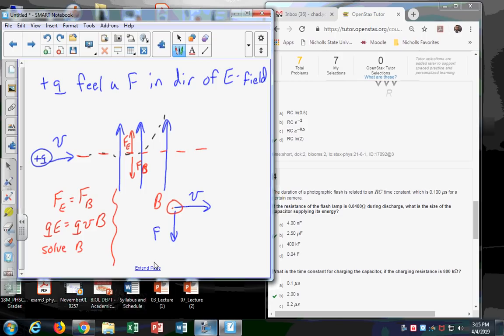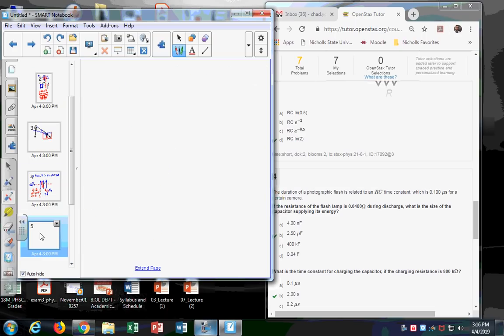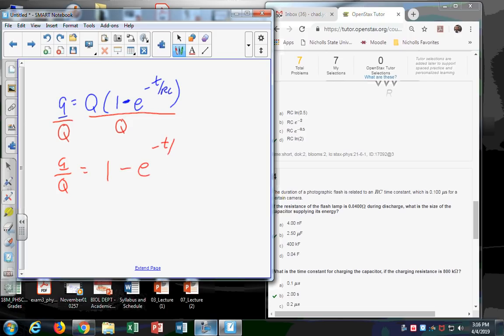Okay, and then finally, somebody just wanted to reaffirm that they know how to solve this exponential, because as you know, that is on the free response, so it's worth quite a bit. For this in particular, Q equals Q1 minus e to the minus t over RC. When I'm solving this, the first thing that I do is I divide both sides by Q. So I get q over Q equals 1 minus e to the minus t over RC.